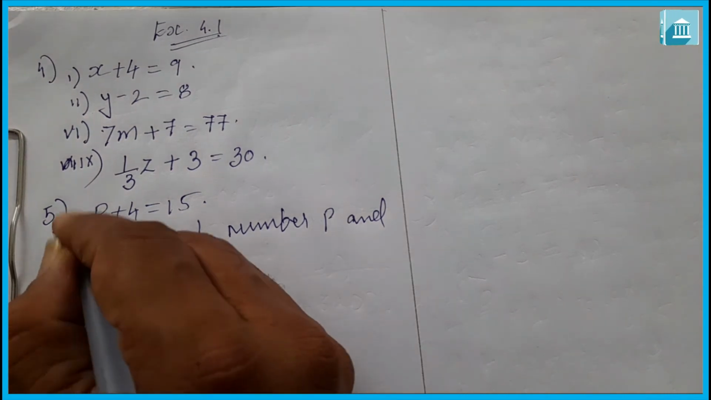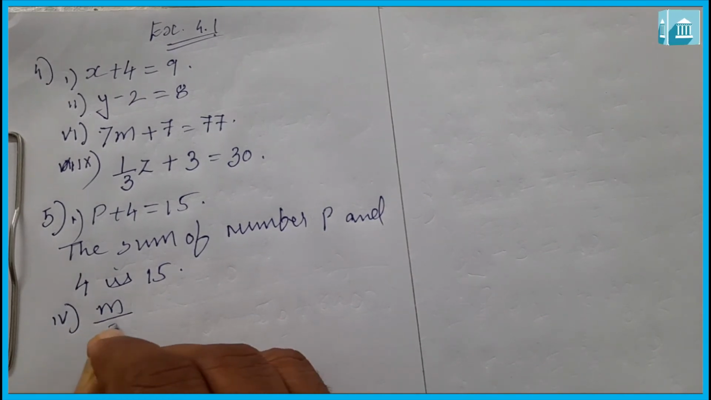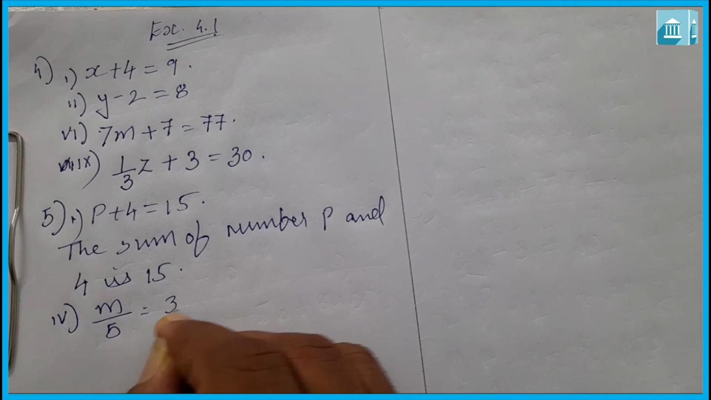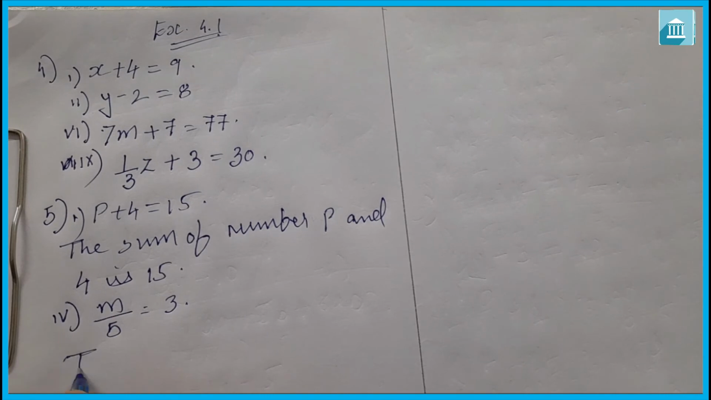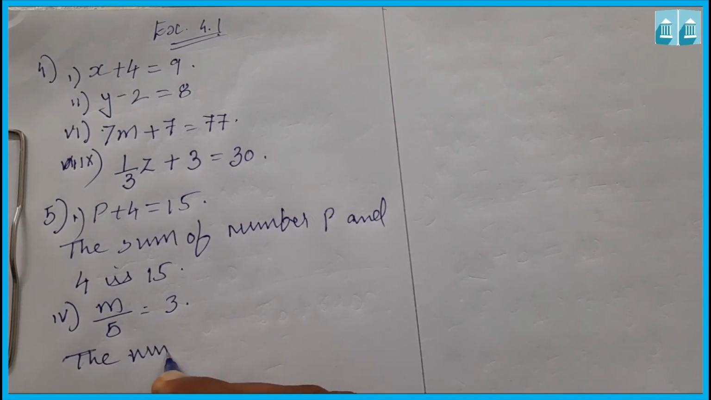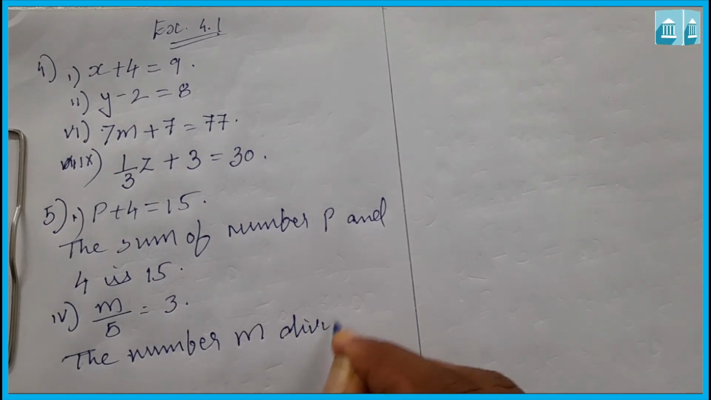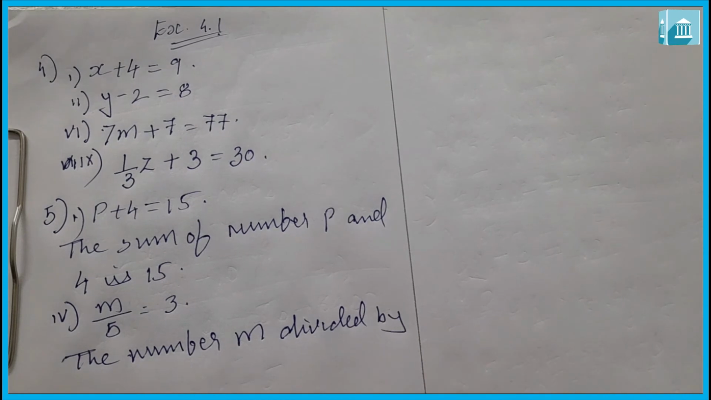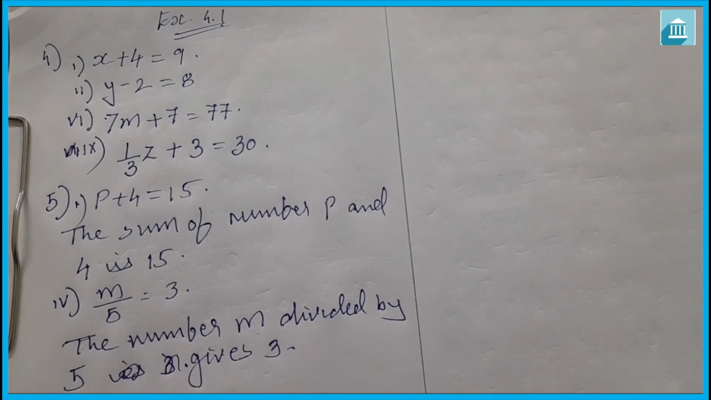In the same way, the fourth one is given here: m upon 5 is equal to 3. So you can write that the number m divided by 5 gives 3. So this is the statement for the equation: the number m divided by 5 gives 3. Now let us see one more.